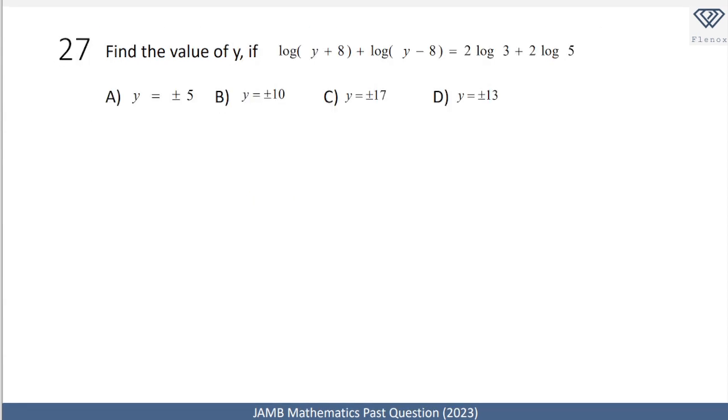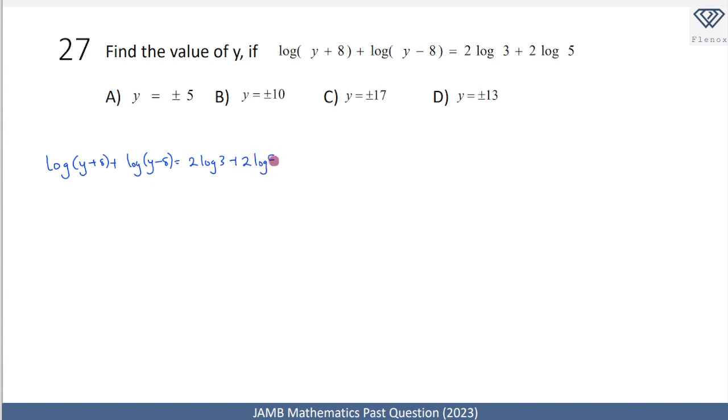So moving on to the next, we are told to find the value of y if the logarithm of (y plus 8) plus (y minus 8) is equal to 2 log 3 plus 2 log 5. So the first thing I'm going to do is write out the question again, so we can solve from there. So we have log (y plus 8) plus log (y minus 8) is equal to 2 log 3 plus 2 log 5.